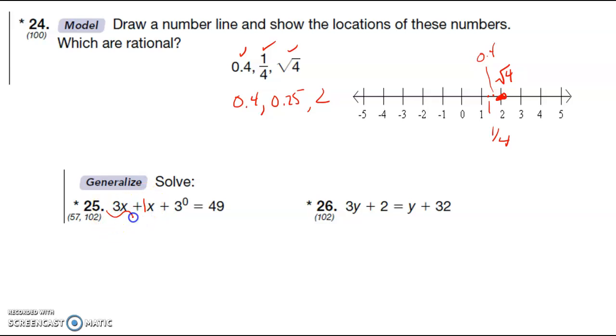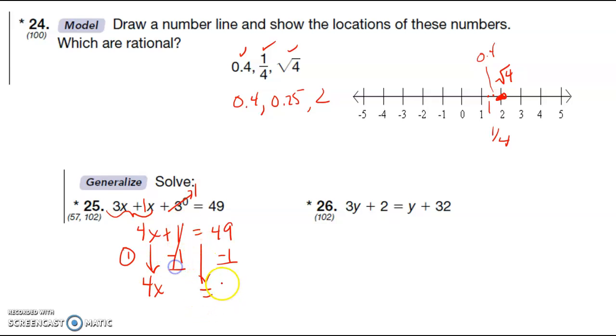Okay. Solve. So let's go ahead and combine like terms here. I have 3x plus 1x is 4x, plus anything to the 0 power is 1, is equal to 49. My first step is going to be to add or subtract. And then my second step is to divide or multiply. In this case, it's going to be divide.